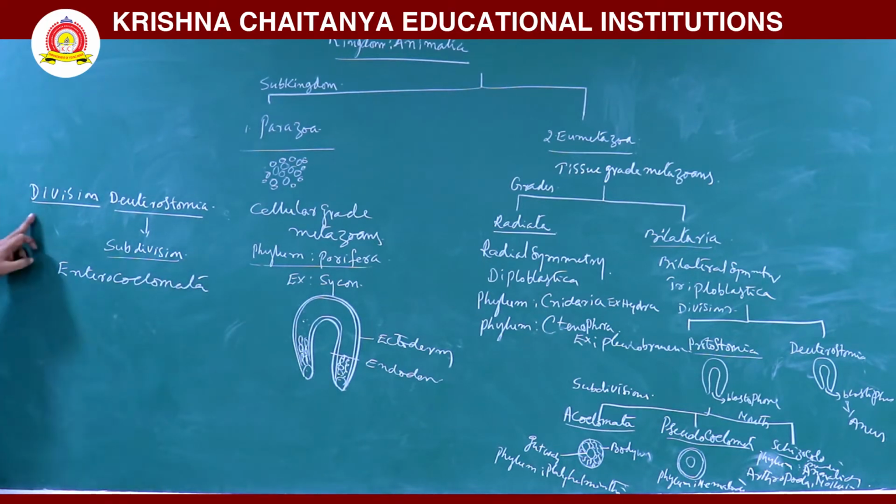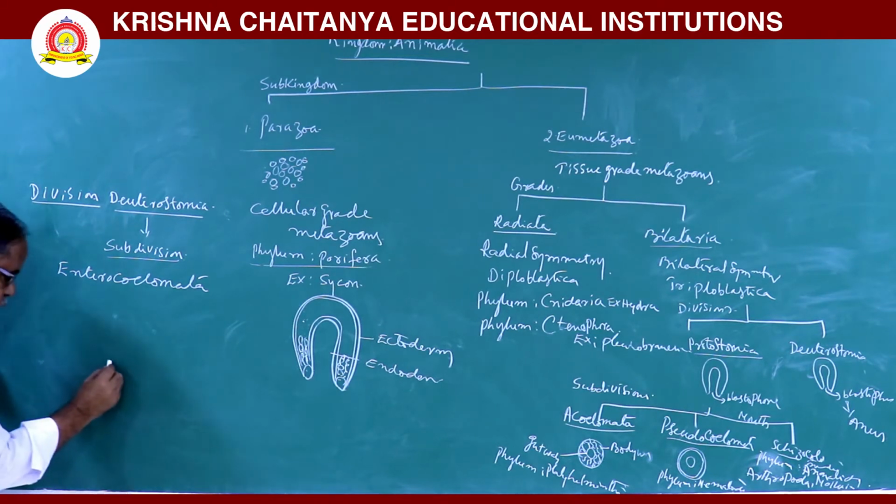Enterocoelomata. Division Deuterostomia. In Deuterostomia, the blastopore is modified as the anus. In this Deuterostomia, only one subdivision is there. That subdivision is called Enterocoelomata. In this Enterocoelomata, a true coelom is there.